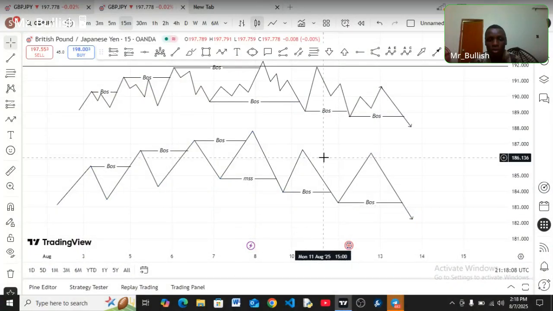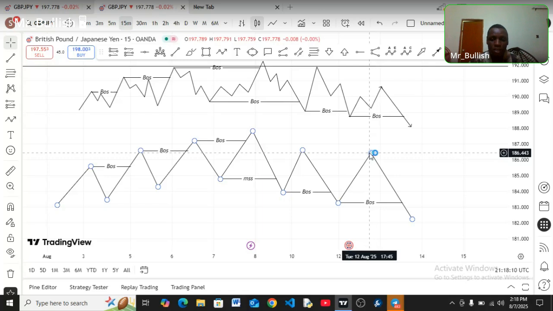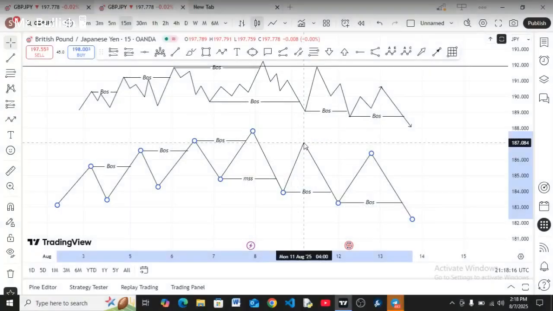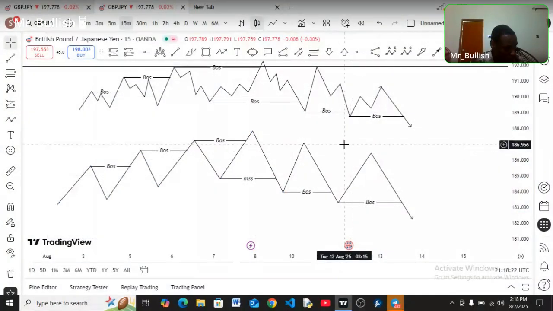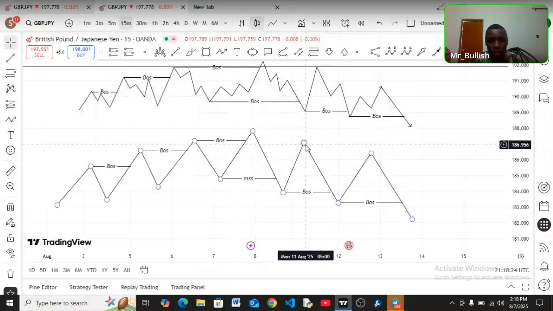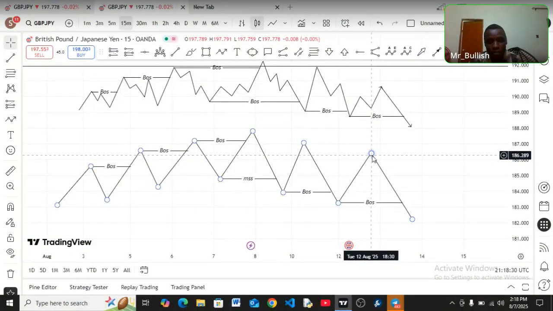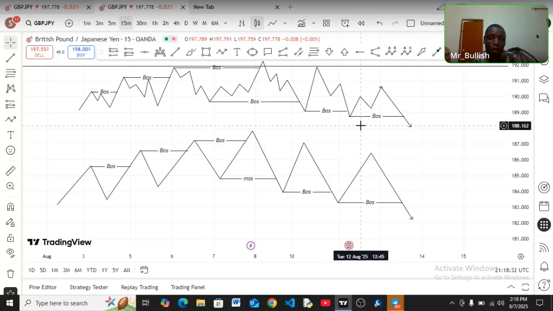So what is a weak high? This particular high is a weak high. Why? It failed to break above this one. So it's called a failure swing. A failure swing occurs when the price, or rather the market, fails to break either above or below the previous high or the previous low.